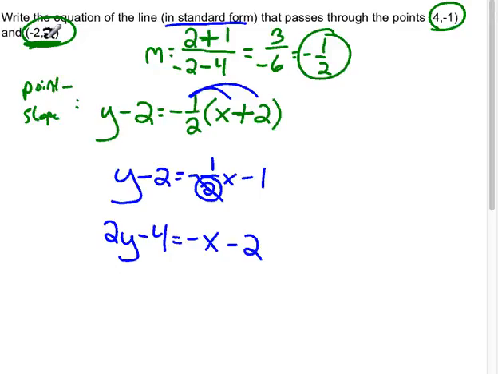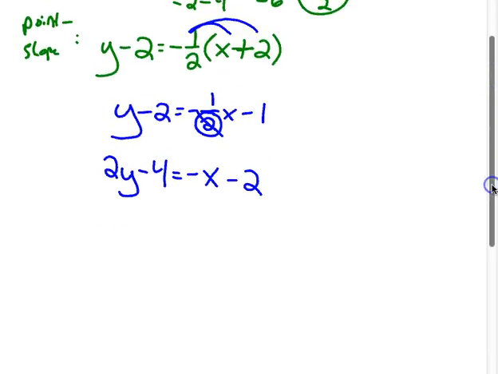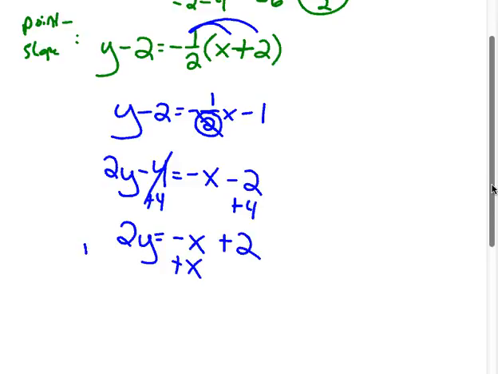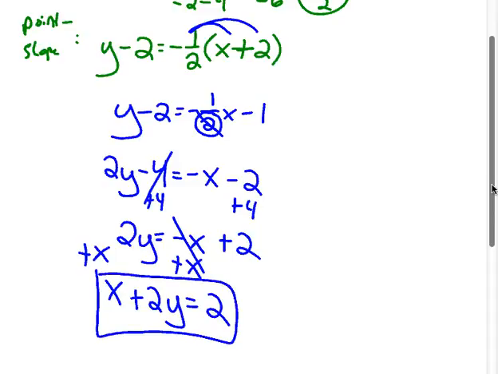Now I have to do the second step, and that is getting x and y together. So I'm going to add this 4 over. I'm going to combine my constants first. 2y equals negative x. Negative 2 plus 4 is a positive 2. Then add my x over. So x plus 2y equals 2. That would be this equation in standard form.